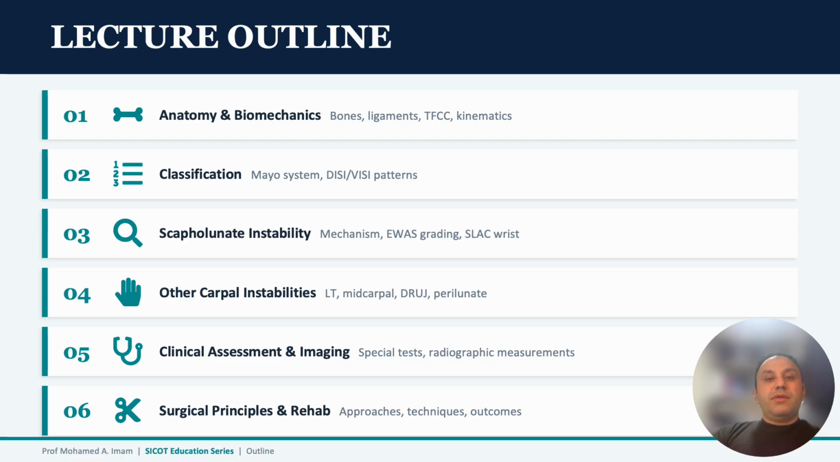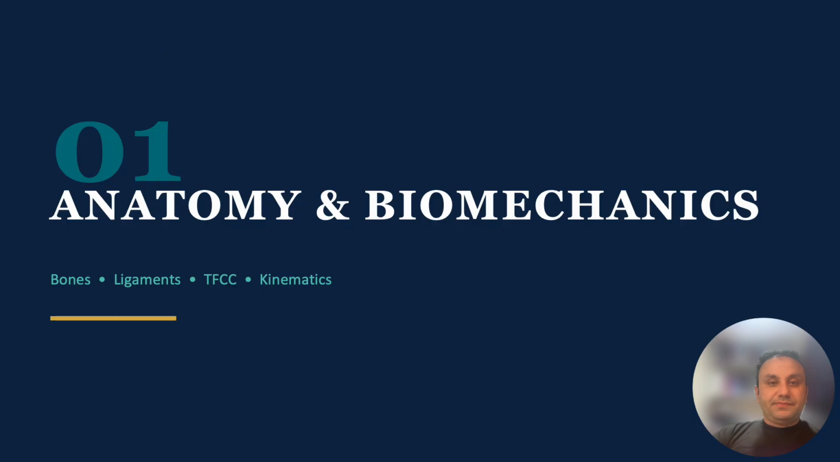We're going to talk about the anatomy and the classification. We're talking about the commonest instability, which is scapholunate instability, as well as other carpal instabilities, which is a huge topic. There are books allocated for this topic only, including clinical assessment, imaging, surgical principles, rehab, and the debates associated.